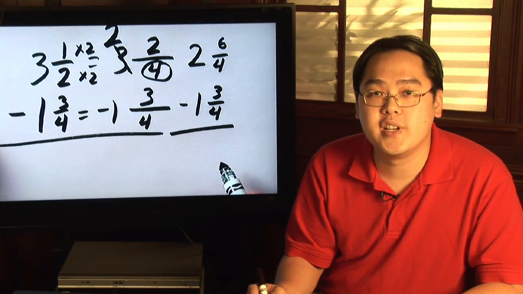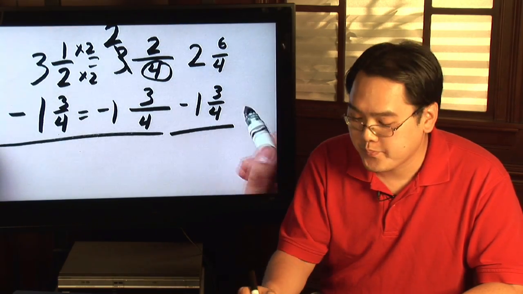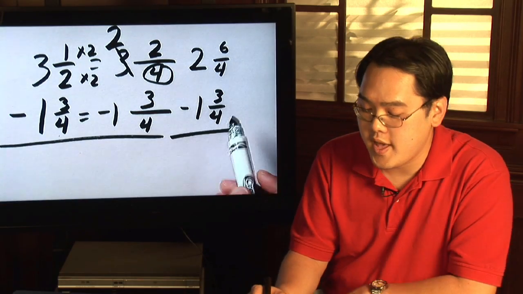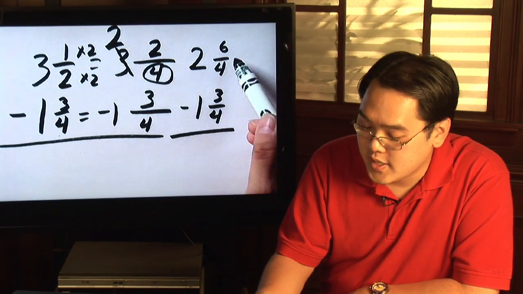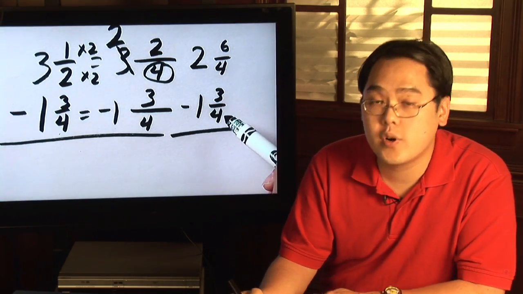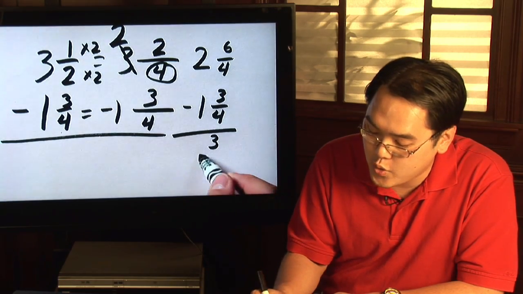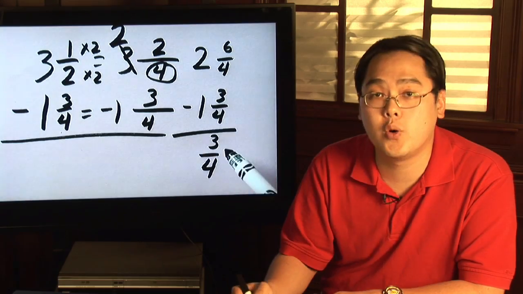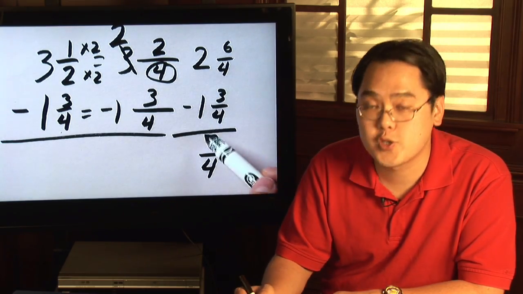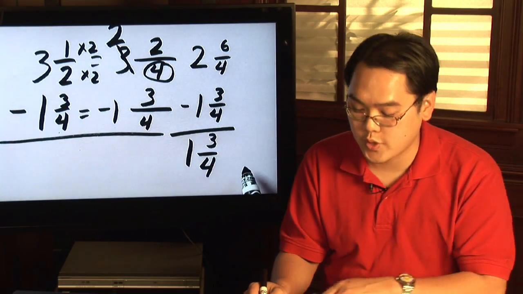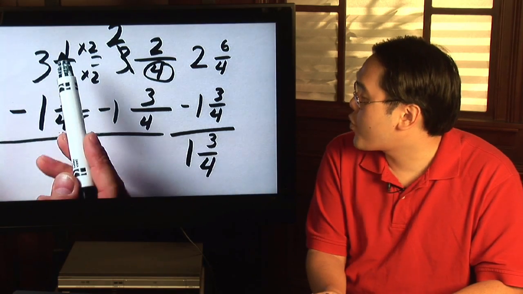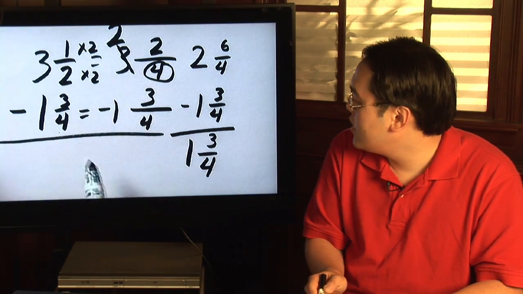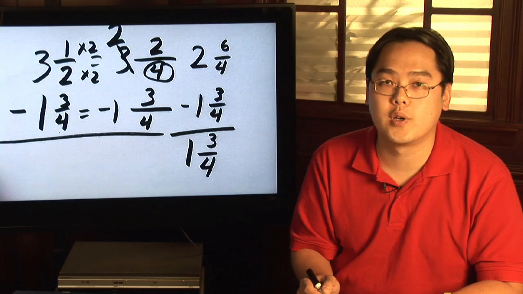Because the top numerator is now bigger than the bottom number, you can subtract 6/4 minus 3/4. That's going to give you 3/4. And then once you subtract the fractions, you can subtract the whole numbers: 2 minus 1, which is equal to 1. So in the end, 3 1/2 minus 1 3/4 is going to give you 1 3/4.